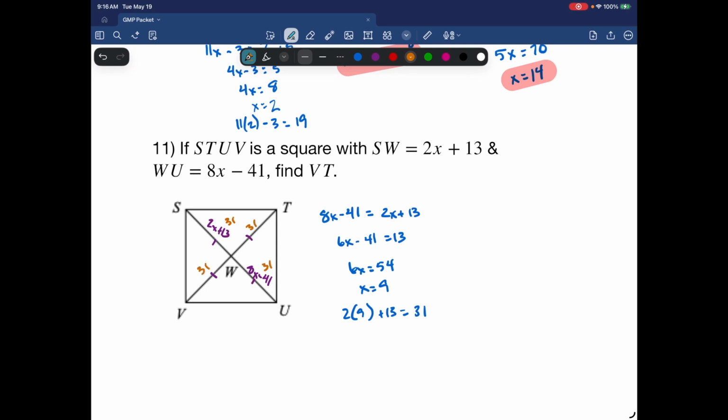Okay, so finding VT is simple. You just say 31 times 2. So VT equals 2 times 31, which is 62.